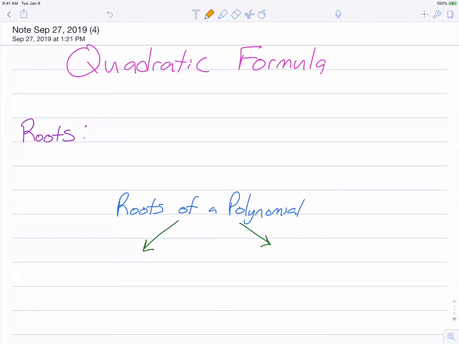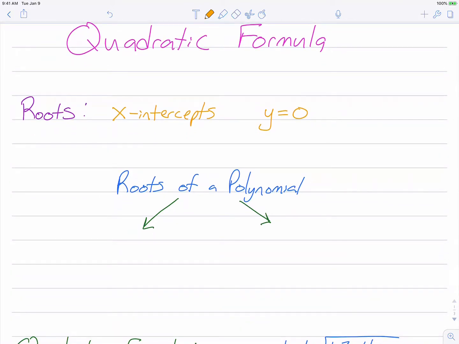So we're going to take notes today on the quadratic formula. The context of using the quadratic formula is finding the roots of a parabola. Now the roots are the x-intercepts, and we know that at the x-intercepts, y equals 0. There are two ways that you can find the roots of a parabola, and one of them is factoring.